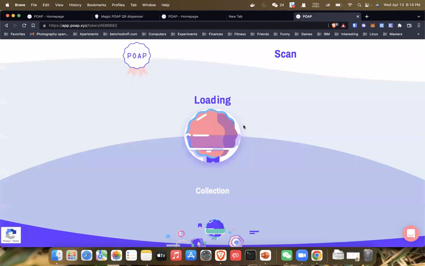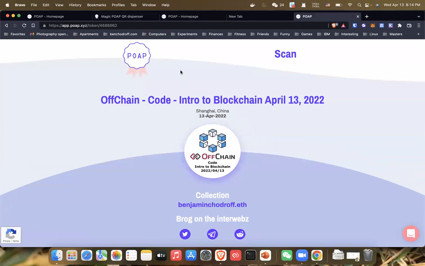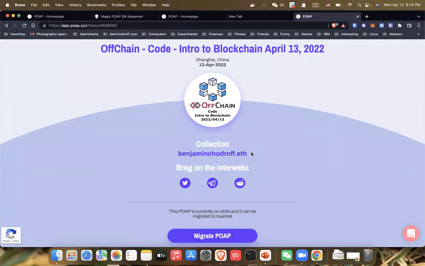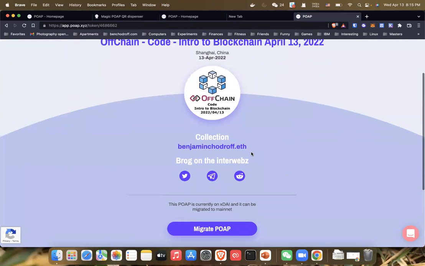So the event that we created today now has a badge called 468662, which represents my token for attending OffChain Code Intro to Blockchain, April 13th, 2022. This badge is represented by this picture, which I made and submitted, and it allows me to say it's associated with my Ethereum wallet that I have put out here. If other people want, they can join my QR and be able to get proof that they attended this particular session today.